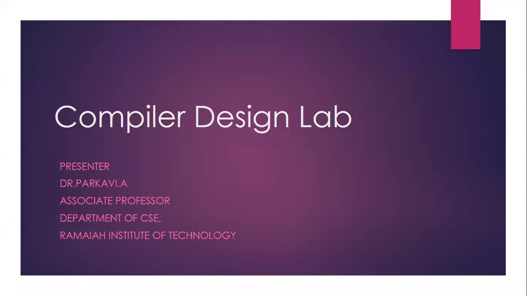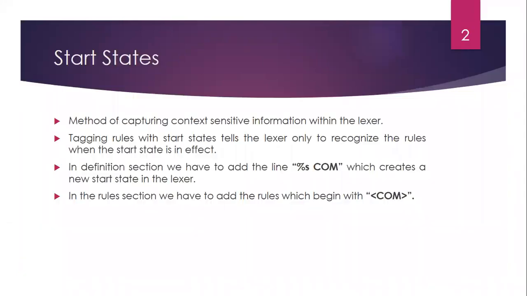For compiler design lab, we'll see how to handle the start states. To represent the start states, we have to give %s followed by the state name. Here in this example, the state name is comment, COM I have used here. And whenever you want to recognize any other input, you have to give the state name within angle brackets. Here the state name is comment, so I have enclosed that within the angle brackets.